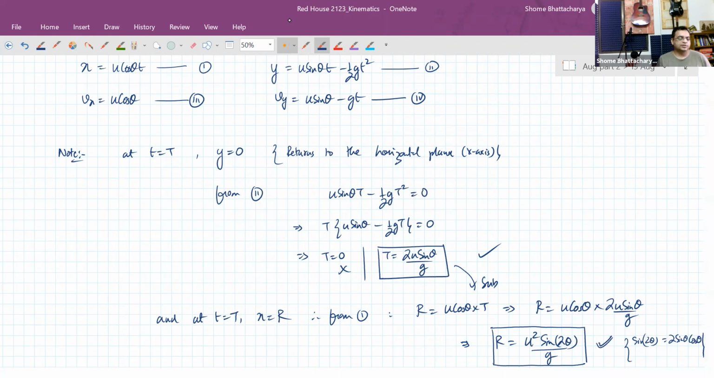Note this down, and then I'll explain to you the final point of the maximum height and how to calculate that, as well as how to justify the fact that at the highest point, Vy will be 0. That's why the velocity becomes u cos theta along the x-axis. And the time also is half the total time.